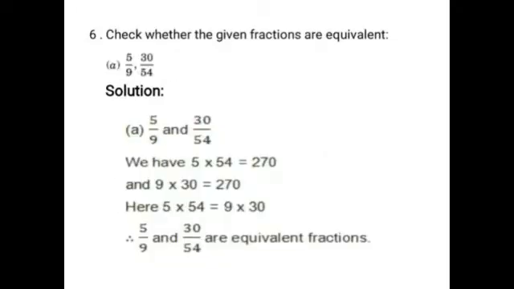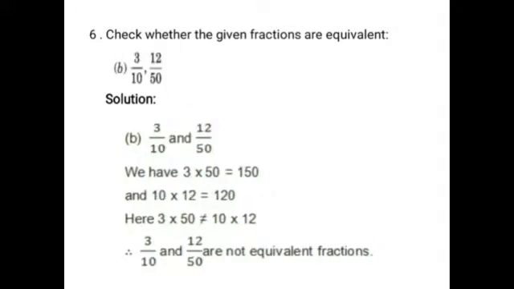Okay. See question number 6. Check whether the given fractions are equivalent. If you want to check whether the given two fractions are equivalent, just cross multiply the numerator and denominator. 5 multiplied by 54 is equal to 270, and also 9 multiplied by 30 is equal to 270. Here the cross multiplications are equal, so they are equivalent fractions.